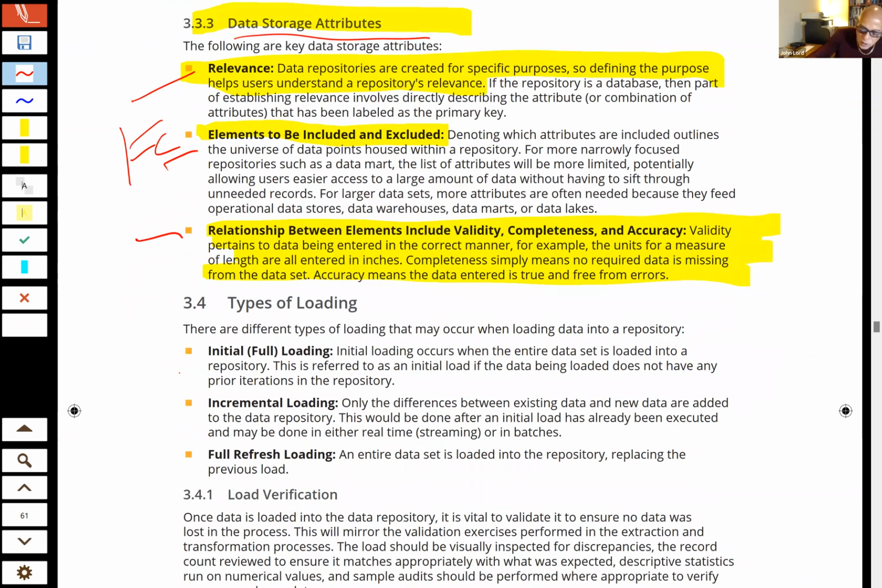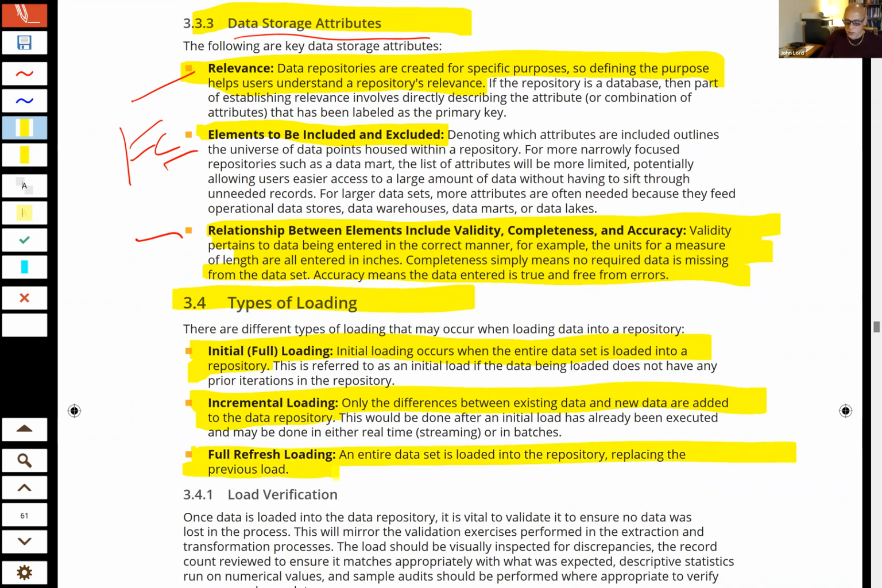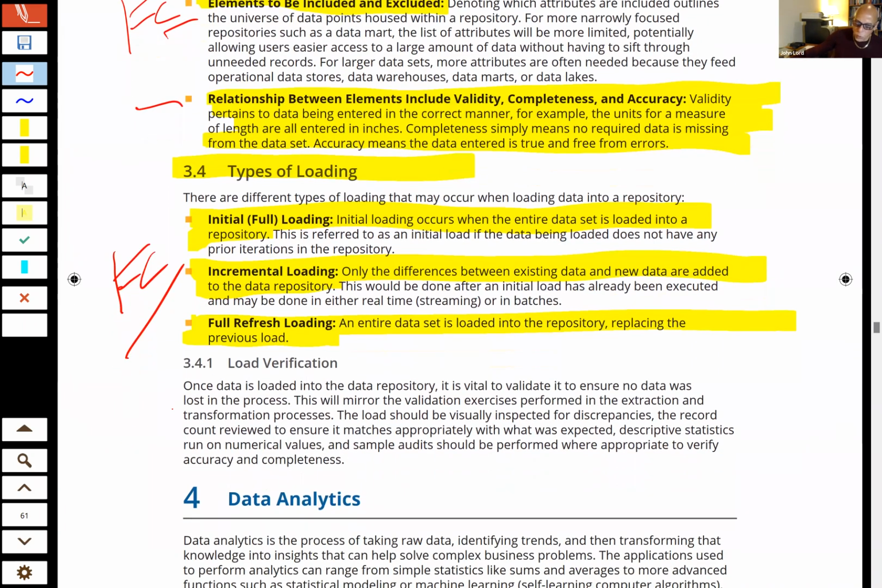Types of loading: you can do an initial full load. Okay, and that's usually what will be the case. And then if there are changes, you could just load the things that have changed into the data repository, or do a full, fresh load, where when there are changes you just reload all of the data again. Okay. Once the data has been loaded, we need to make sure that we have load verification. In other words, nothing was lost in the loading.